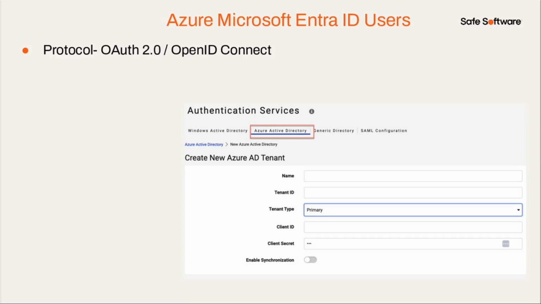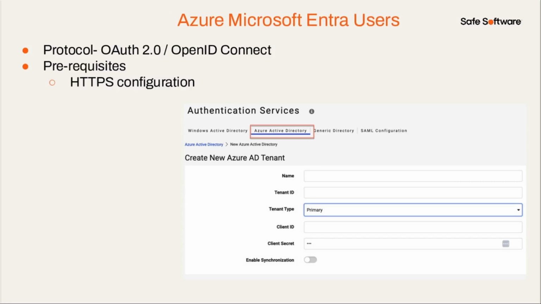We do provide documentation on how to set this up, but as always, we recommend that you familiarize yourself with the Azure documentation as well, and also involve the Azure administrator in this process. There is a prerequisite. In most cases, Entra ID requires that the request response URLs for FME Flow should begin with HTTPS. So you should have already configured FME Flow for HTTPS.